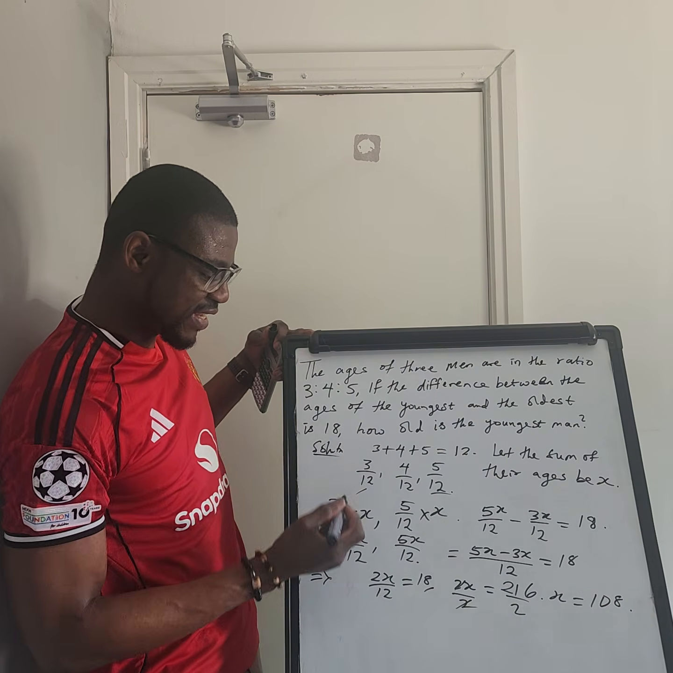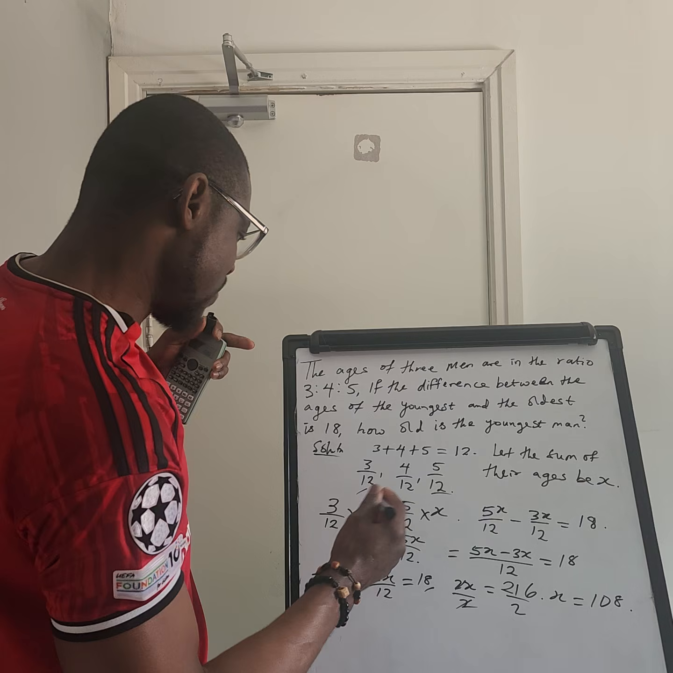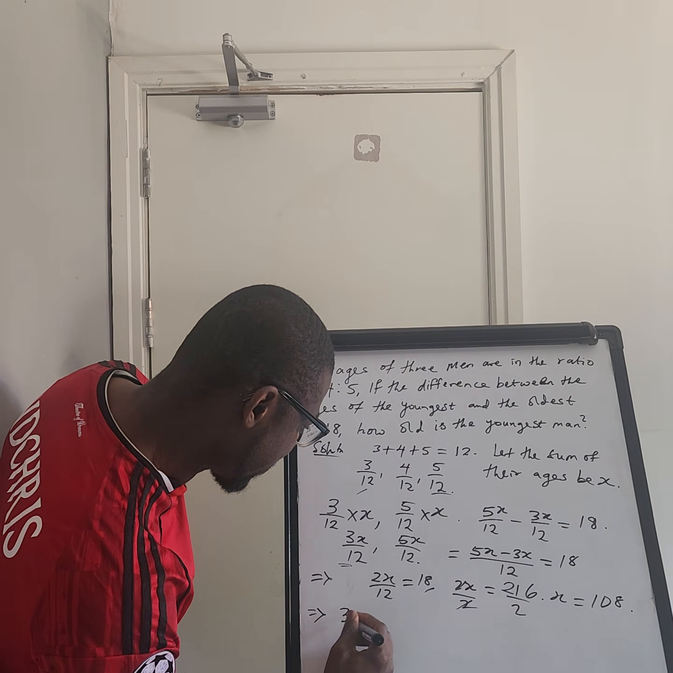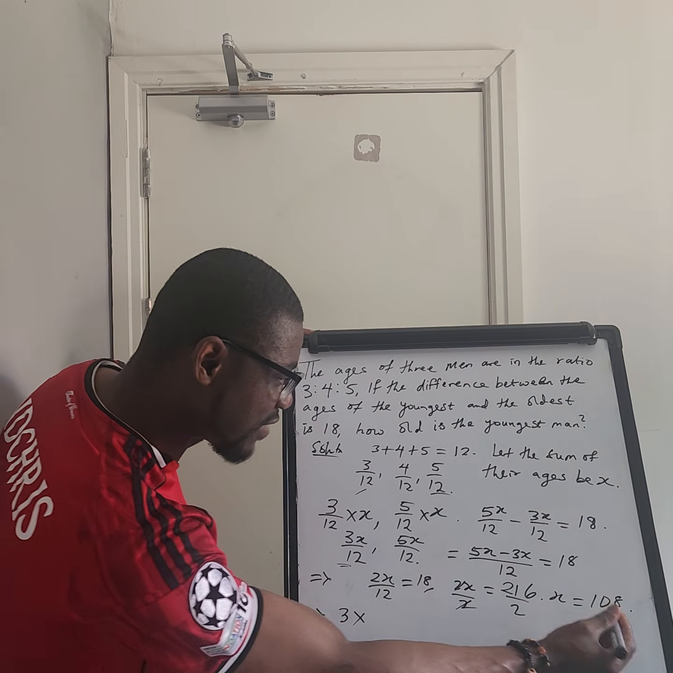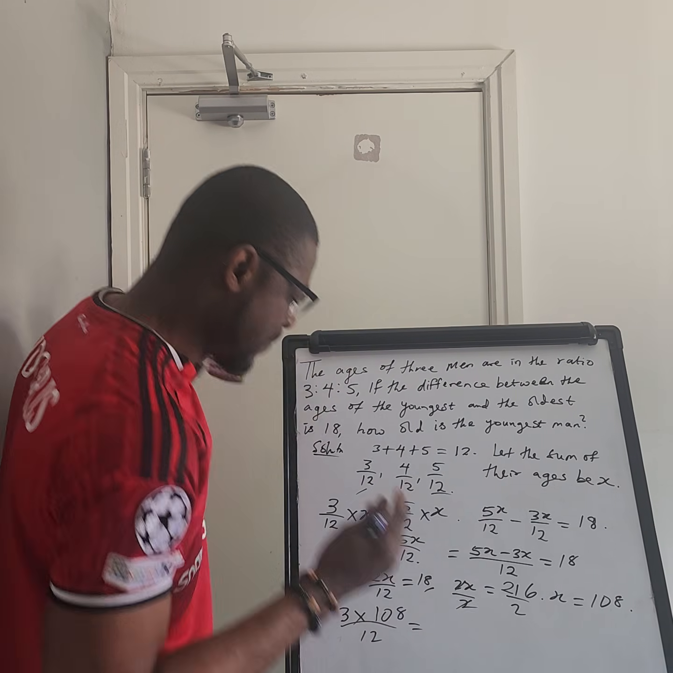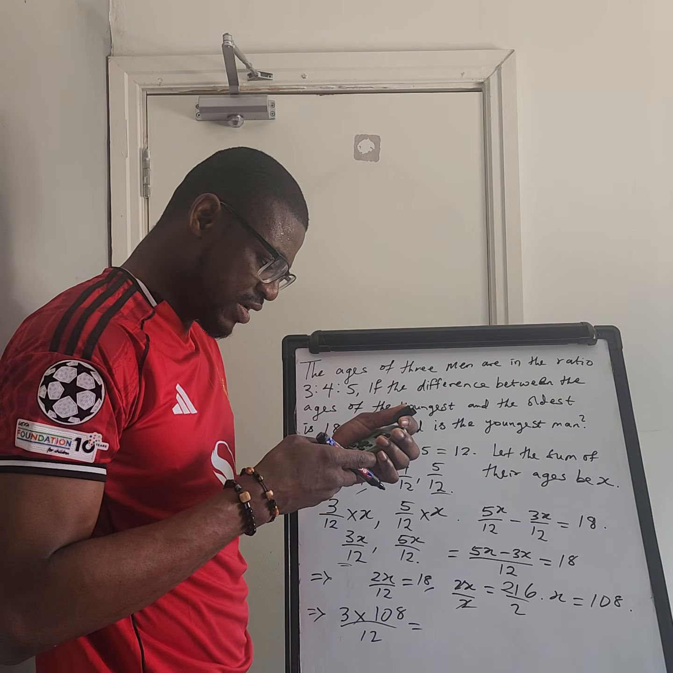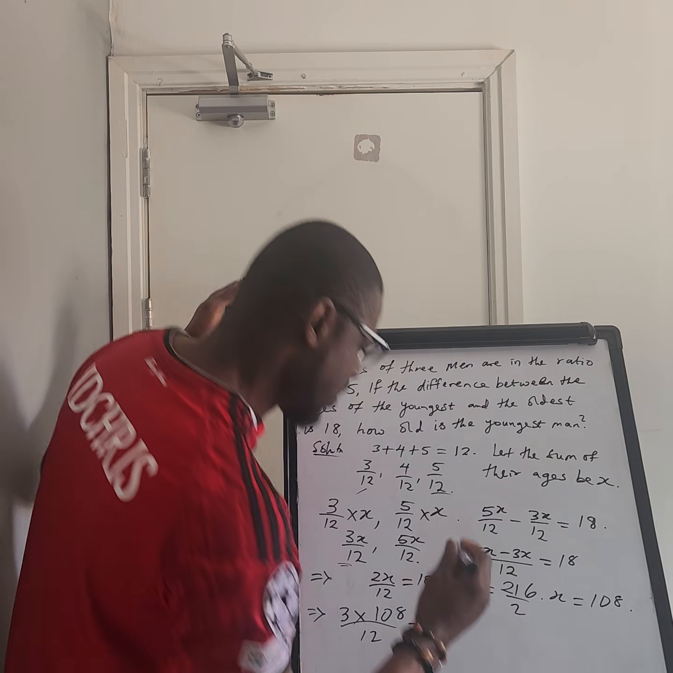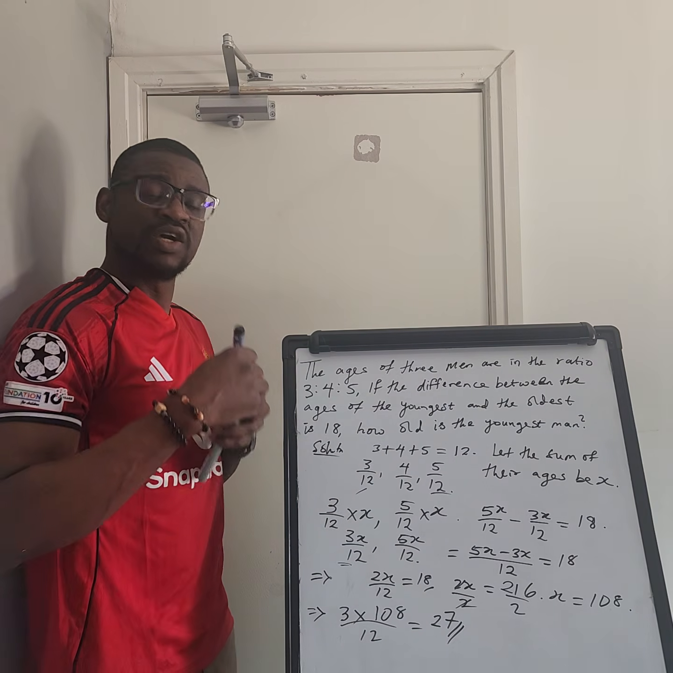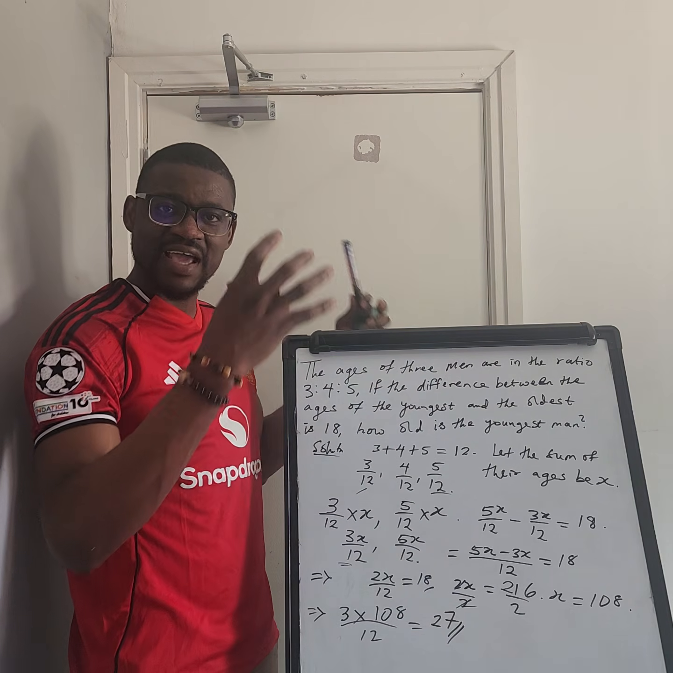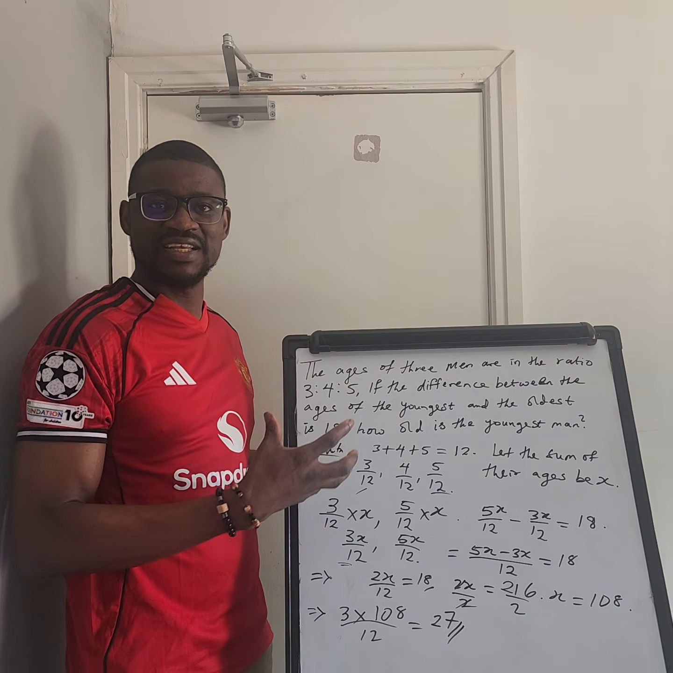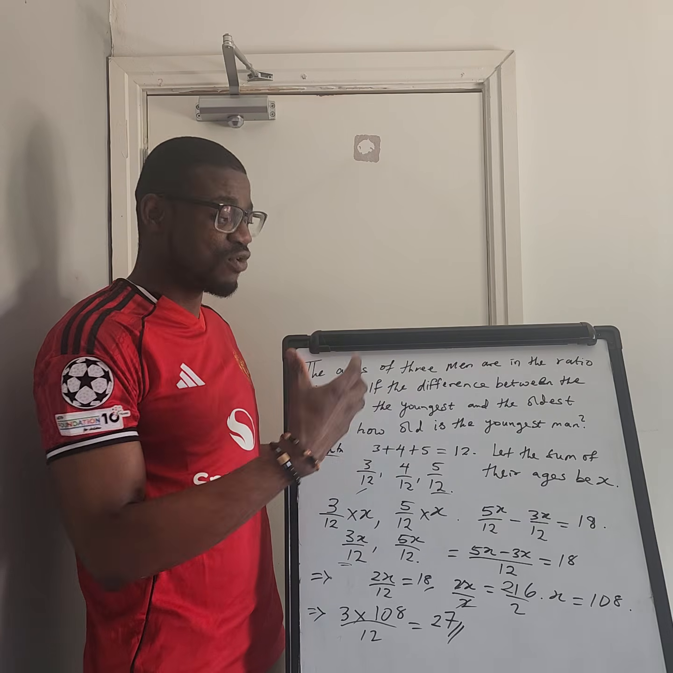That means we can find the age of the youngest man. So the youngest man will then be 3 times this x, which is given now as 108 all over 12. So 108 times 3 divided by 12 is 27. So the youngest man is 27 years old. You can do this for the oldest and then find out if the difference between their ages is 18 as a check. That's how you can actually verify if what I've done is wrong or right.